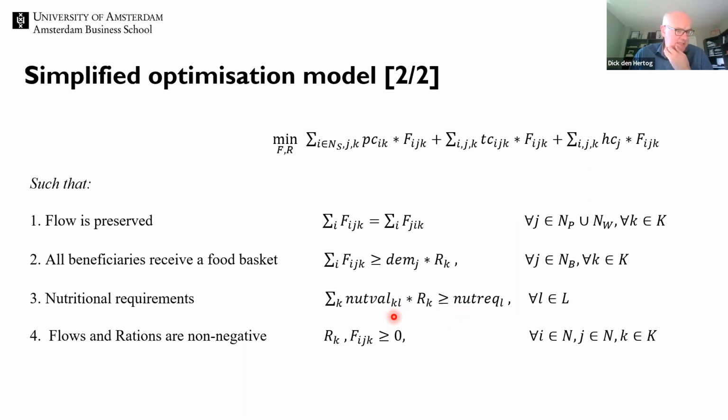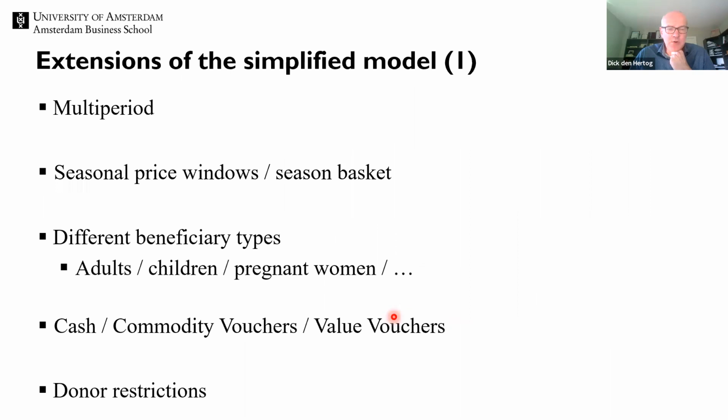Of course, there are many more aspects that should be taken into account, so there are extensions to this simplified model. For example, multi-period and seasonal prices. We have different beneficiary types, so the requirements for children and for adults or pregnant women are different, and a distinction is made for that. We should take into account all aspects of vouchers that we can give. And we have restrictions for donors.